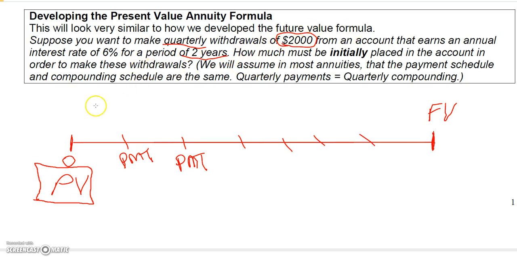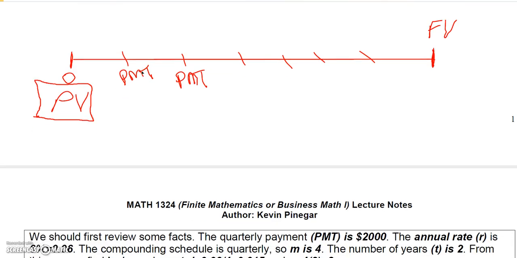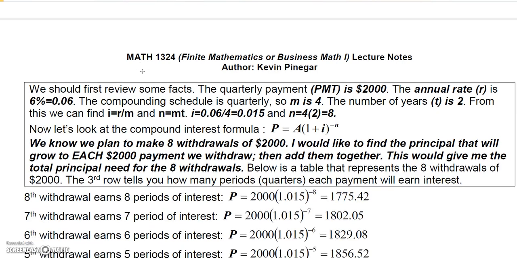Because if you were to put $16,000 in the bank at this point right here, and you take these $2,000 each period, then you're not going to have a zero balance at the end. You're actually going to have a little bit of money left over here because your $16,000 will earn interest. So actually the amount you're going to need is going to be less than $16,000 because the money's going to earn interest. So what we're going to do is find a formula that will show you how much you need to have in the bank so that you can withdraw the $2,000.